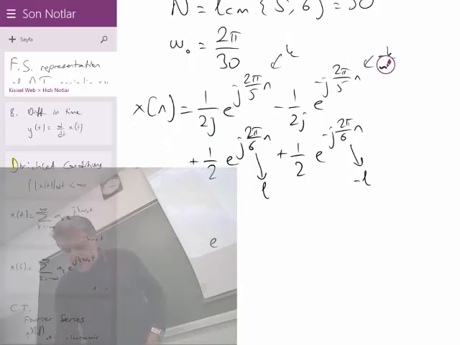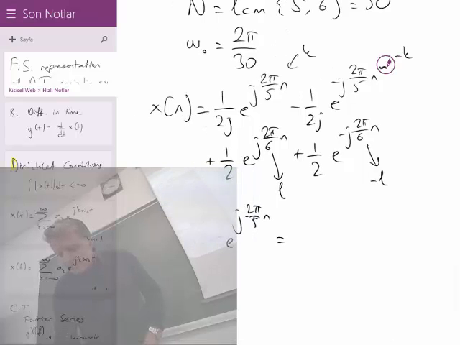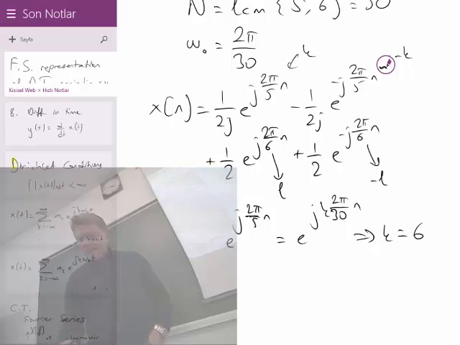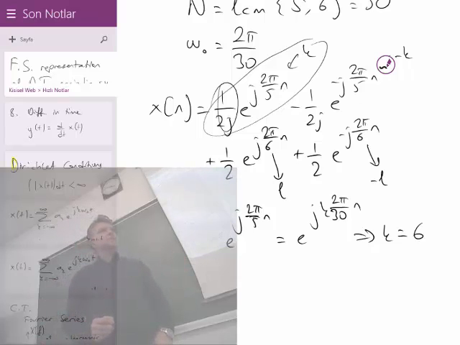k is such that e to the j 2 pi over 5n is equal to e to the j k times omega 0 n. Omega 0 is 2 pi over 30. So what is k? 6. And therefore this is the sixth harmonic, and this is the sixth Fourier series coefficient. What does this correspond to? What is the coefficient of that? Minus 6, the reciprocal of that.